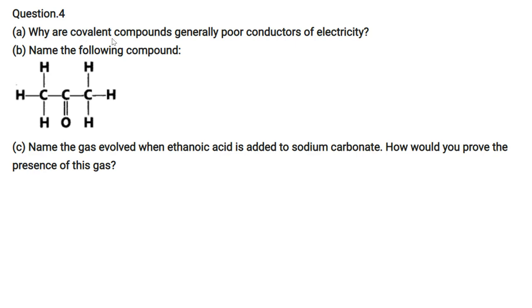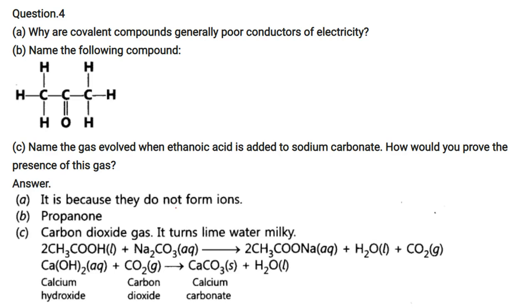What are covalent bonds or covalent compounds? Generally poor conductors of electricity. It is because they do not form ions. Anything which forms ions will be able to conduct electricity. Name the following compound. This compound is propanone. This is propanone.